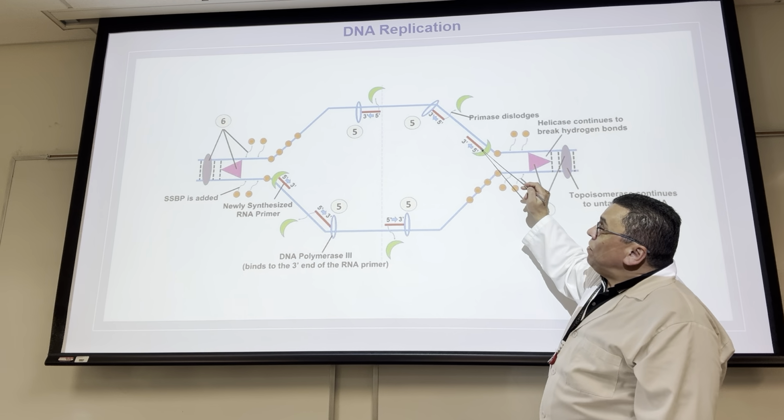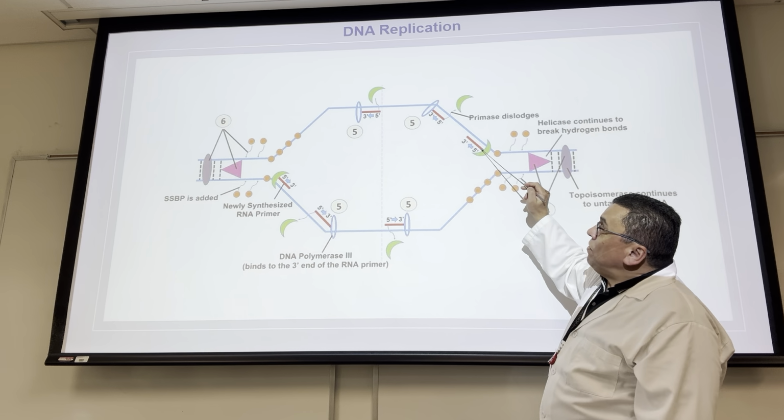But look who's arriving, DNA polymerase 3. Look where it's binding, at the 3' end. At the 3' end. What is it about to make? DNA polymerase 3 makes DNA. There you go. It starts copying the DNA. Watch it happen. Watch this now. There it is.